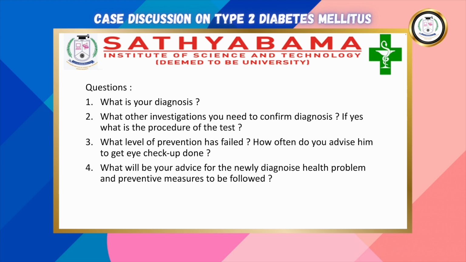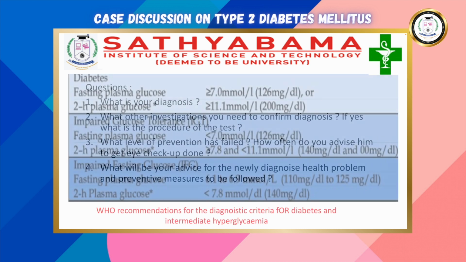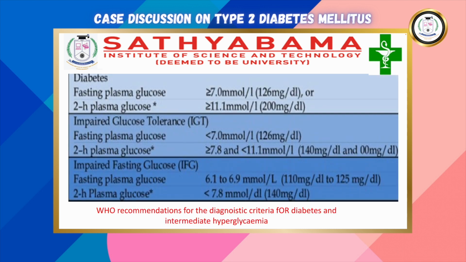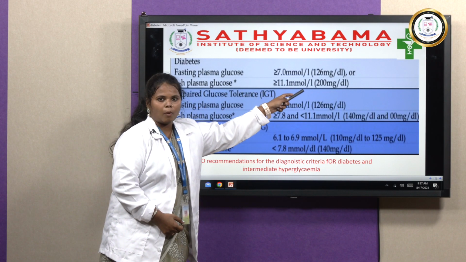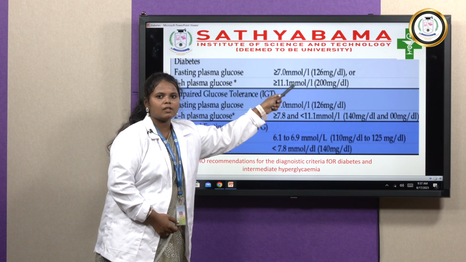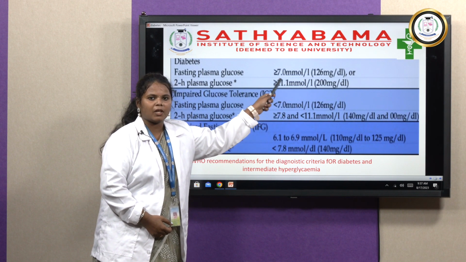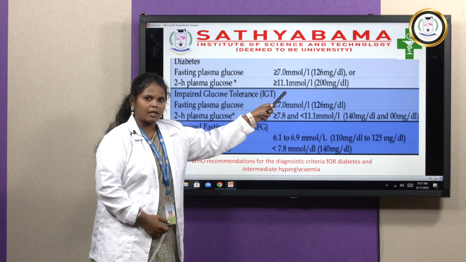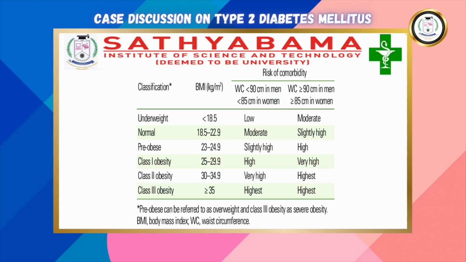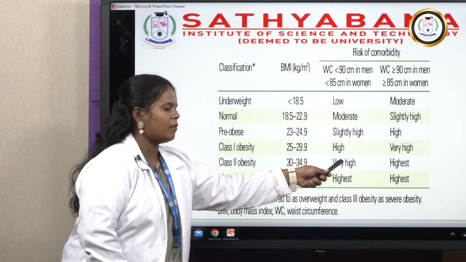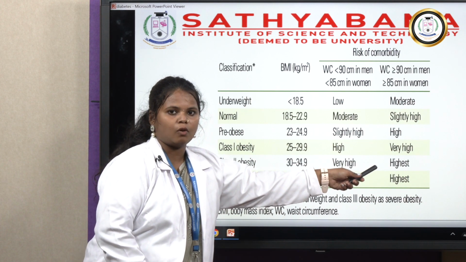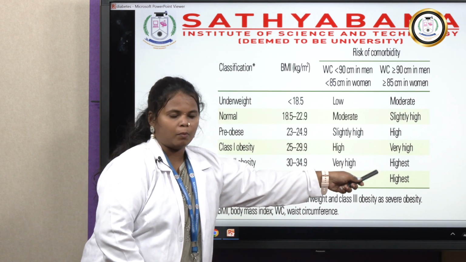The first question is, what is your diagnosis? The patient already has a fasting plasma glucose level of more than 335, which is increased compared to the normal level of 126. By this you can confirm that the patient has diabetes mellitus. And one more finding is that the patient's BMI is 32. We can say the patient has class 2 obesity, which is very high, and the patient may also have a high risk of heart problems.